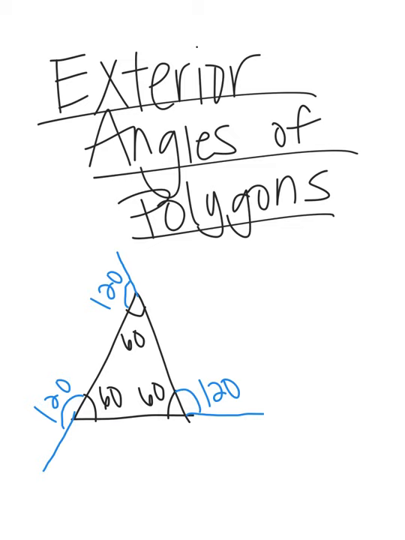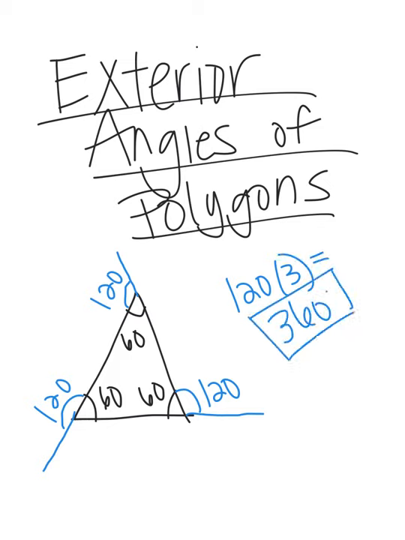And since I have 3 exterior angles, 120 times 3 equals 360 degrees. So we just showed that all 3 of the exterior angles of a triangle add up to 360. Let's take a look at a square and see what happens with the exterior angles of a square. So for a square, we know that all of the interior angles of a square are 90 degrees. Okay, they all meet at right angles.